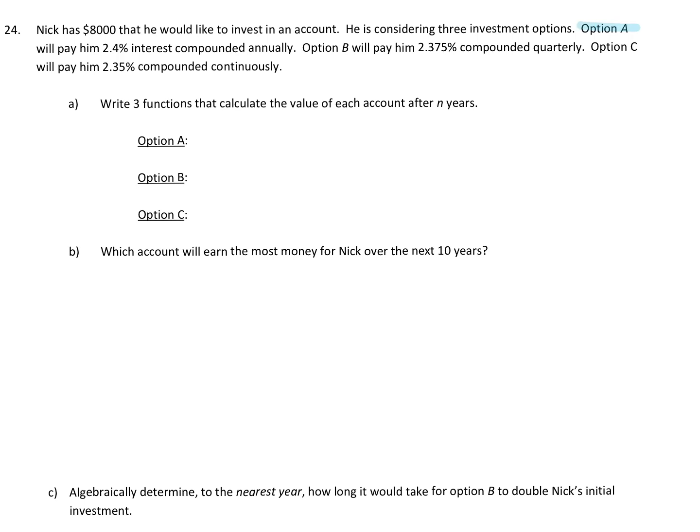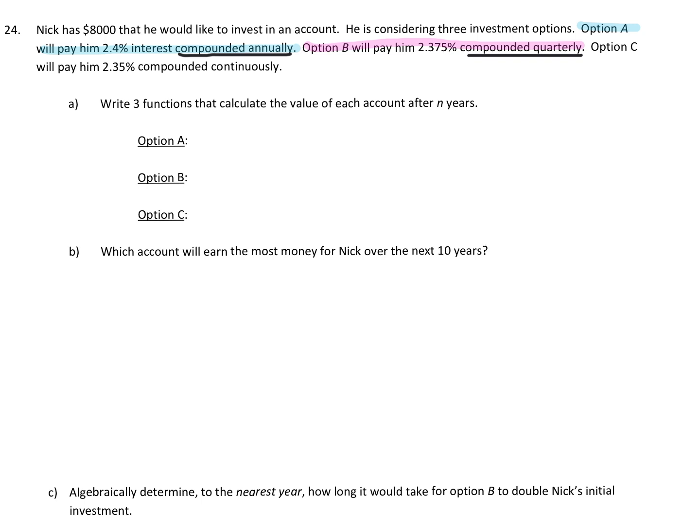Option A will pay him 2.4% interest compounded annually. All right, and I'm just going to underline compounded annually. Now, option B will pay him 2.375% compounded quarterly. And again, I'm going to underline compounded quarterly. I always like to underline the word compounded with whatever follows it, because that's going to clue me in as to what formula we use.